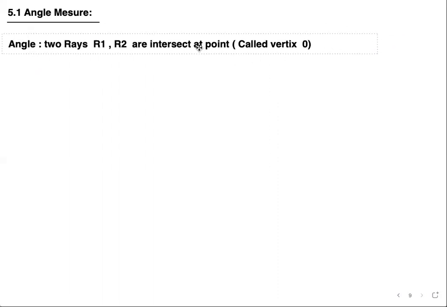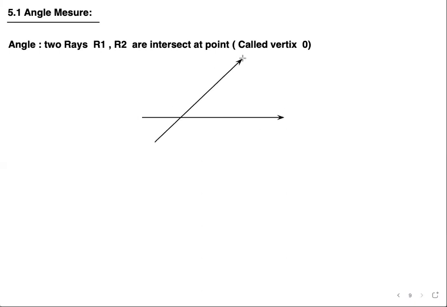So I'm going to graph an easy and simple one. Suppose my first ray looks like this. This is the first one. This is R1. And I have another one. This is my second one. Both of them intersect at a point. The point is this point.